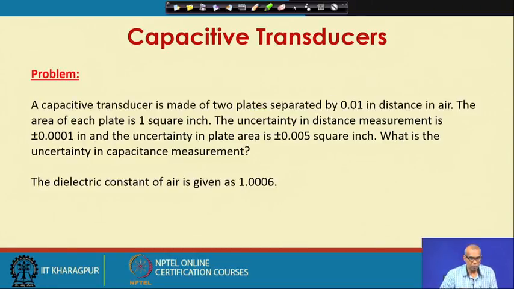Now, let us take a problem as follows. A capacitive transducer is made of two plates separated by 0.01 inch distance in air. The area of each plate is 1 square inch. The uncertainty in distance measurement is plus minus 0.0001 inch and the uncertainty in plate area is 0.005 square inch. What is the uncertainty in capacitance measurement? It is given that the dielectric constant of air is 1.0006.